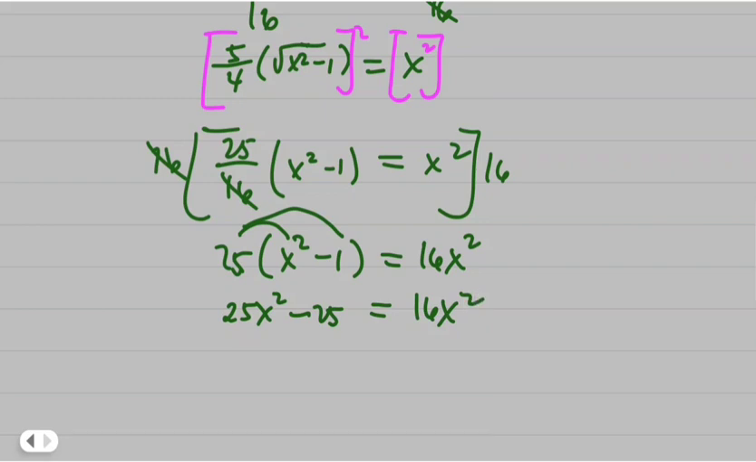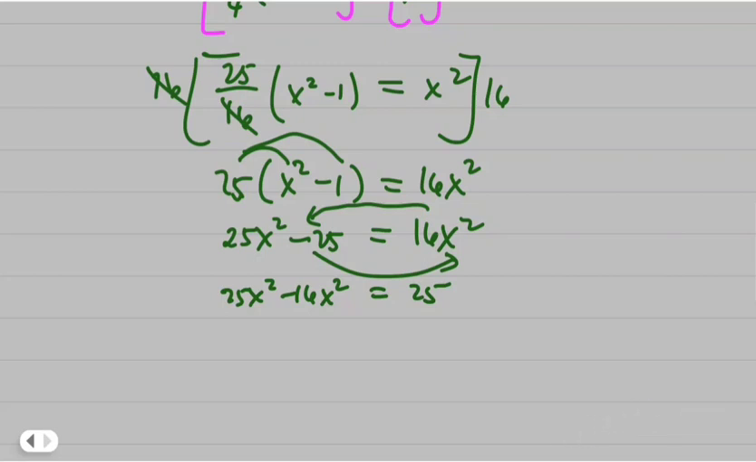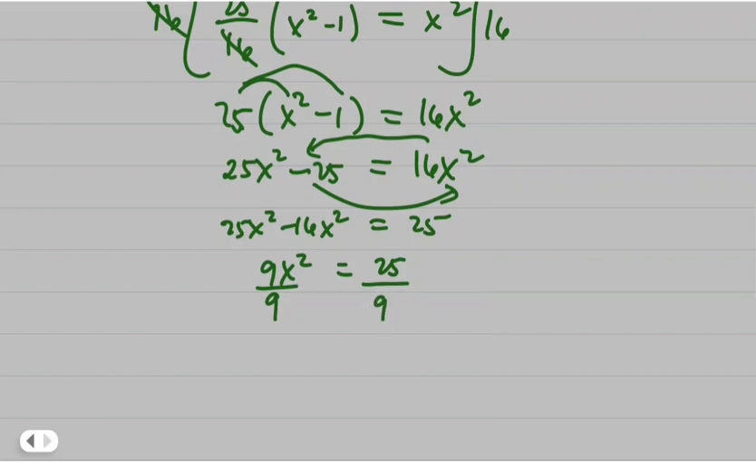Now again, let's combine the like terms. So I will be transposing this on the other side and this one on the other side. So now I have 25x squared minus 16x squared is equal to positive 25. Let's erase this. Now we have 9x squared is equal to 25. Next, I have to divide each side by 9. And now we have, of course, cancel this out. We have x squared is equal to 25 over 9. And take the square root of both sides. Now you have x is equal to 5 over 3.